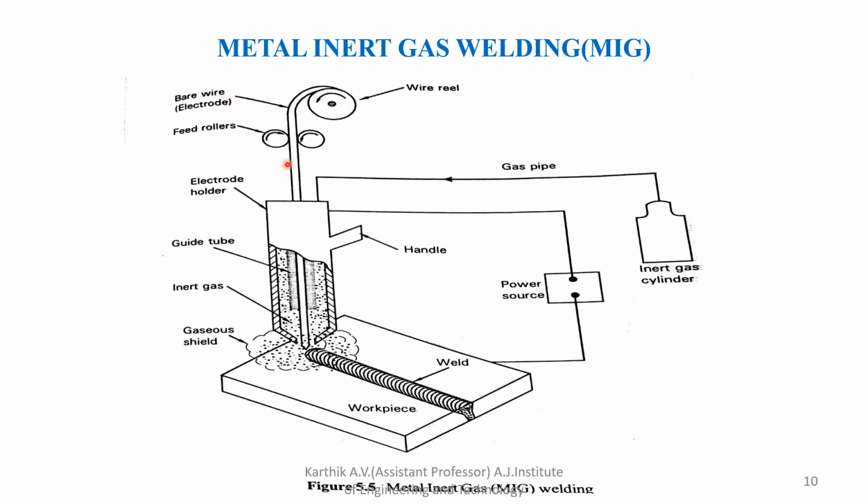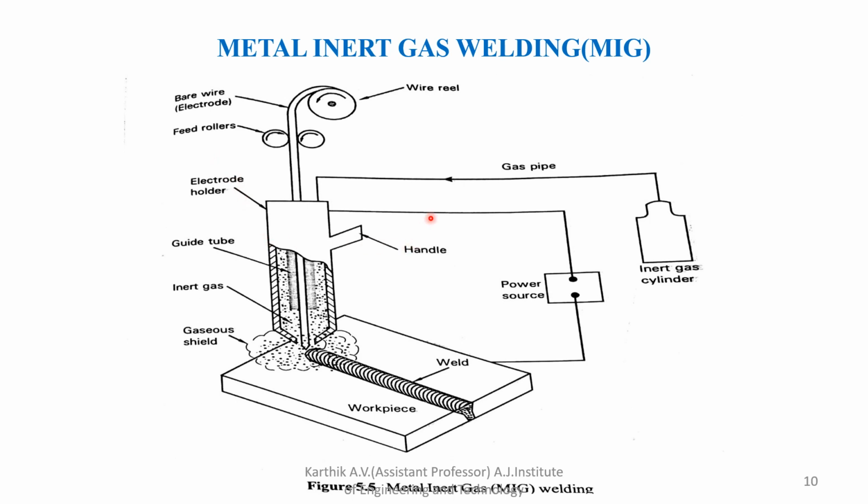Here power is supplied directly to the gun, not to the electrode. In tungsten inert gas welding we supply power to the electrode, but here we supply power to the gun. The electrode is continuously supplied with the help of a reel. Along with that, we can also use feed rollers for continuous movement of the filler material.